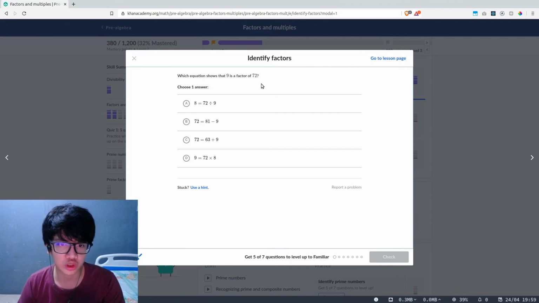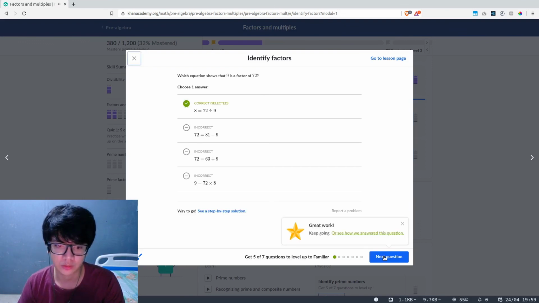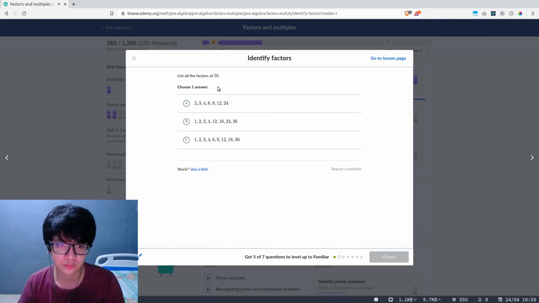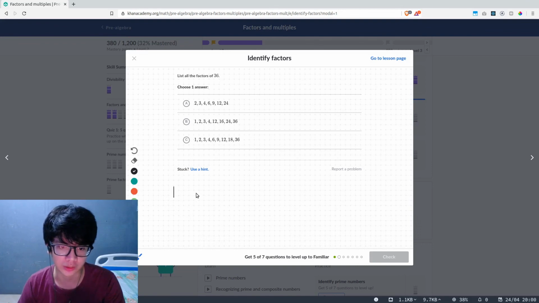Which equation shows that 9 is a factor of 72? 72 divided by 9 is 8, right? Okay. Factors of 36. Oh, that's insanely a lot.